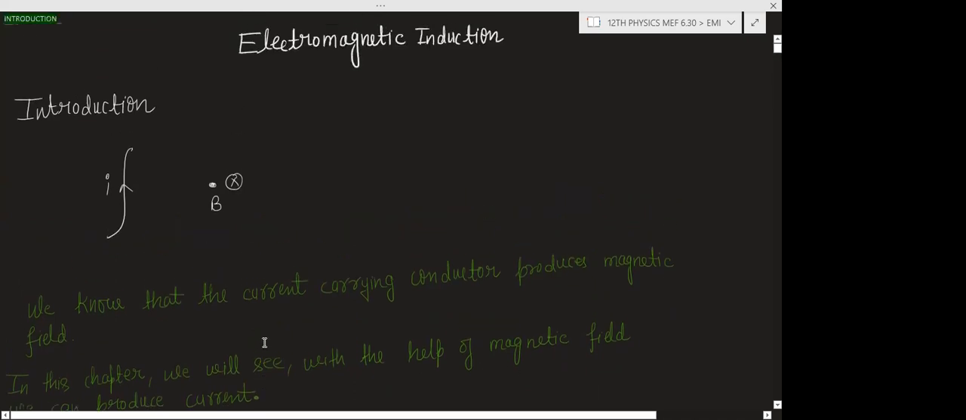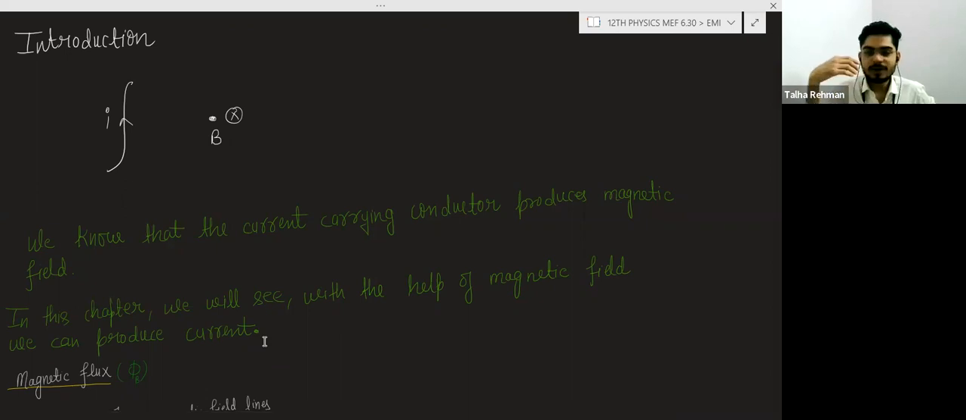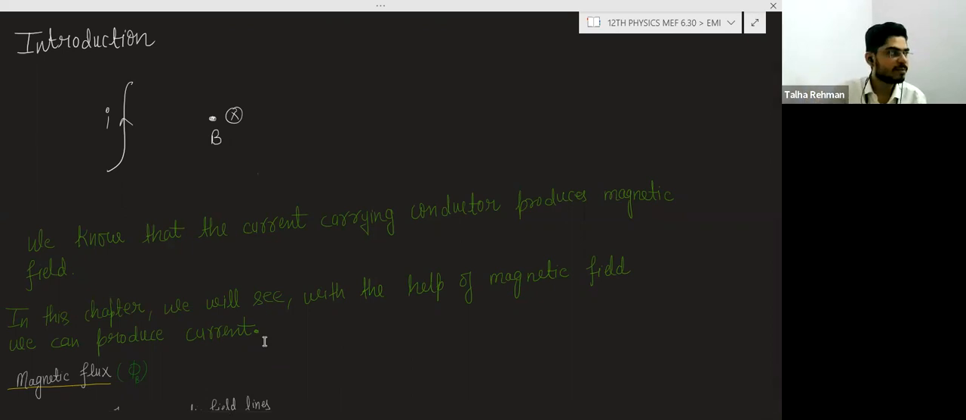So the first thing in this chapter is the magnetic flux. You should know what magnetic flux is. Electric flux, I have told you in electrostatics. So what is the electric flux? Electric flux is the number of electric field lines crossing an area perpendicularly. Similarly, magnetic flux is the number of magnetic field lines crossing an area perpendicularly.